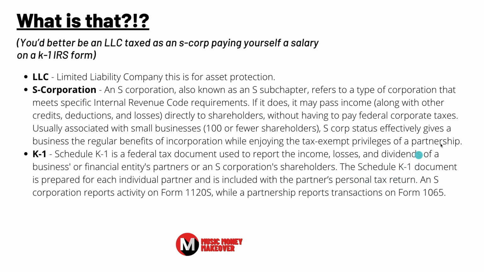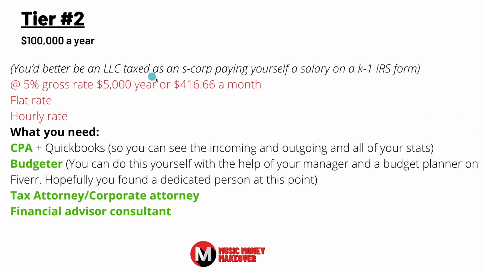All right, now let's go. Your tax attorney can tell you more about it. I'm not a CPA. I'm not a tax attorney. I just know some business. All right, here we go. Tier 2. You'd better be an LLC taxed as an S Corp, paying yourself a salary on a K1 IRS form if you are making $100,000 a year.